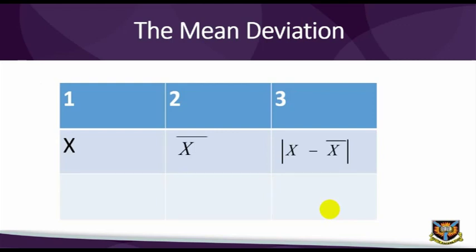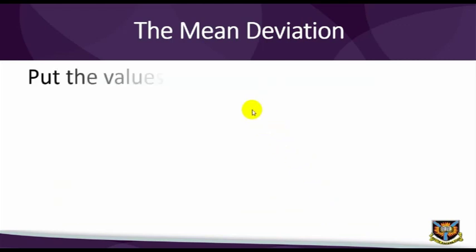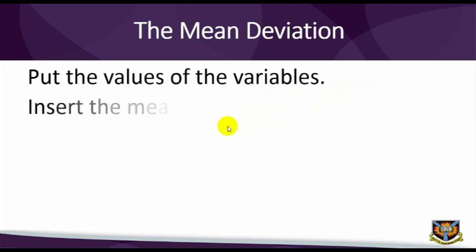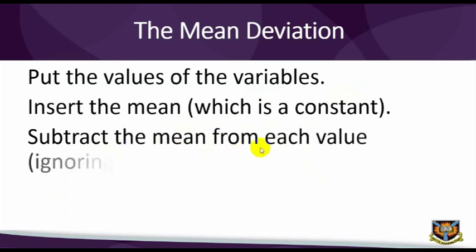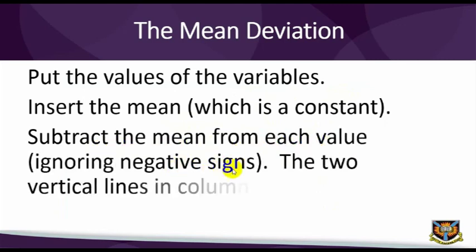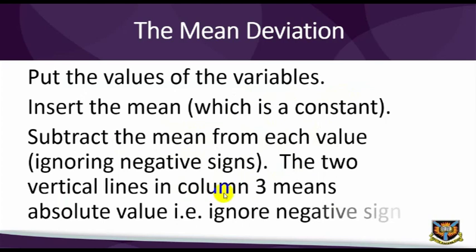1. Put the values of the variables. 2. Insert the mean, which is a constant. 3. Subtract the mean from each value, ignoring negative signs. The two vertical lines in column 3 mean absolute value, that is, ignore negative signs.